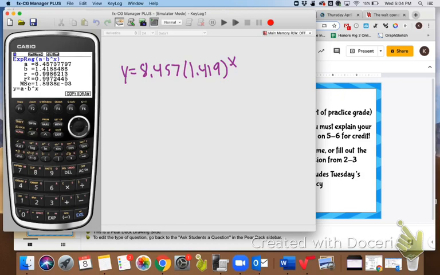The question, though, is do you think that this is a good model to predict the number of trampolines that are going to be sold in the 15th year? So this is when we really kind of need to think and analyze the situation that we have and justify our decision. Well, if we want to know what it is after the 15th year, I would just plug in 15 for x.